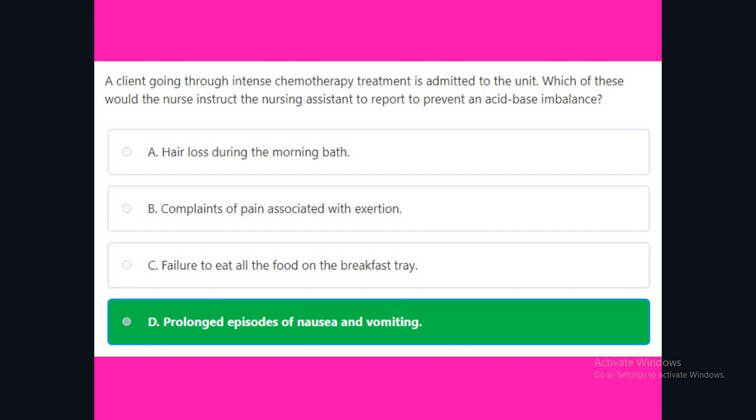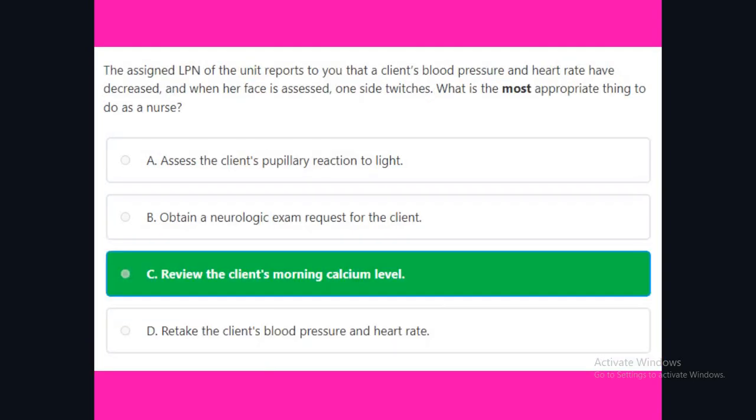So hair loss during the morning bath, this is not a problem. This is a usual effect of chemotherapy, like an expected side effect of chemotherapy. Complaints of pain associated with exertion, because this is normal. Then failure to eat all the food on the breakfast tray, this is normal for patients on chemotherapy. Now, prolonged episodes of nausea and vomiting. Now, this can lead to acid-base imbalance also, and this can affect the airway. There are chances of the patient getting aspiration also. So this is a priority over all other options, right?